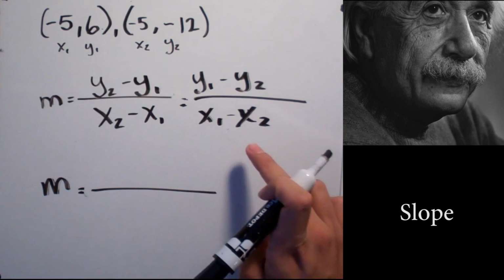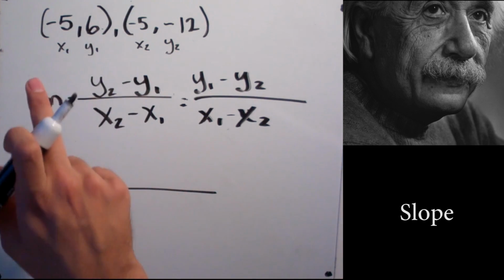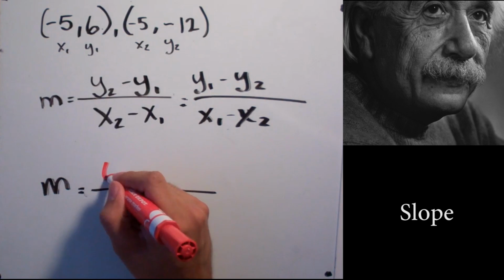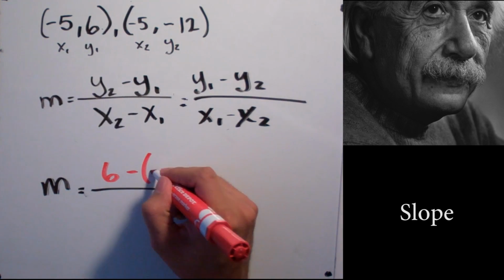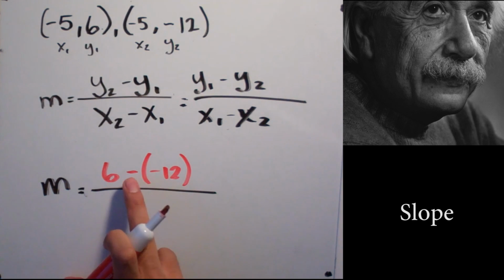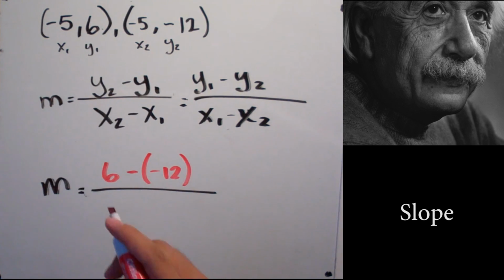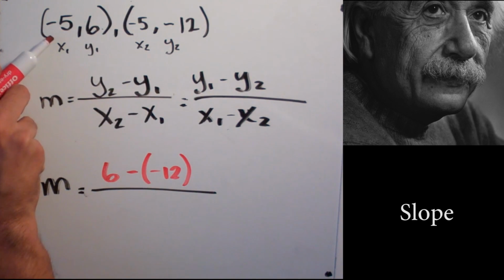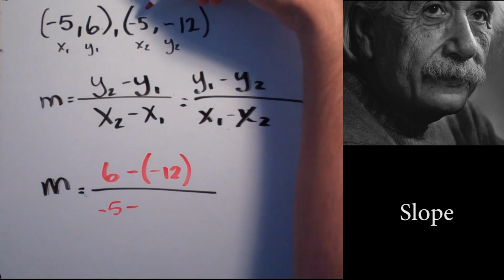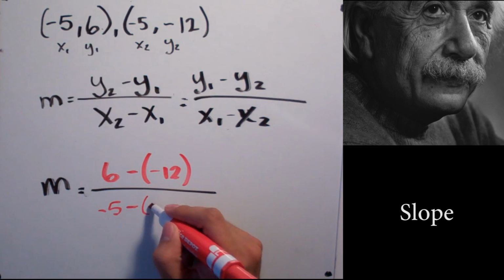So I'm gonna do this one. I'm gonna start with my 1s and then subtract my 2s. So let's look at our y's. Well, y1 is 6 minus y2, which is a negative 12. I'm gonna put that in parentheses, because I'm gonna have to do something with these two negatives. On the bottom, I'm gonna have negative 5 from x1 minus over here x2, which is also negative 5.